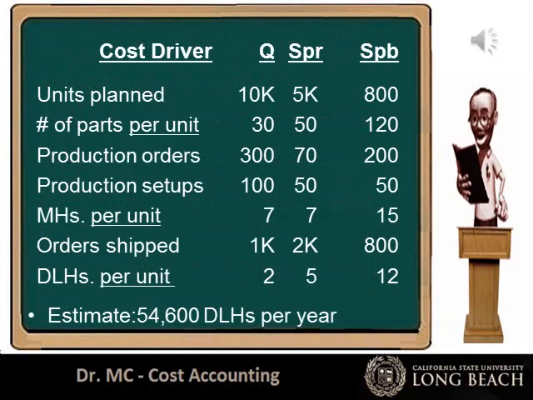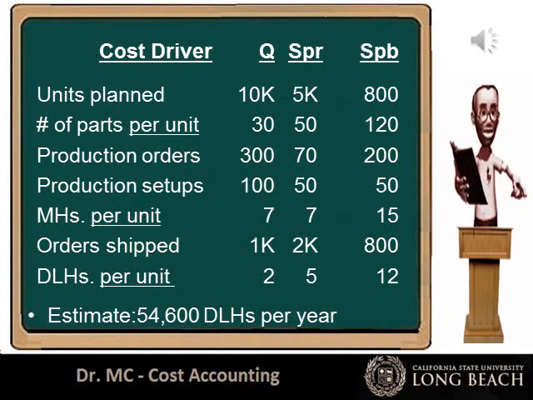The following information relates to the cost drivers being used. The firm plans on producing 10,000 units of the quality product, 5,000 units of the superior product and 800 units of the superb product. The firm plans on producing a total of 15,800 units. Each unit of the quality product has 30 parts. Each unit of the superior product has 50 parts, and each unit of the superb product has 120 parts.